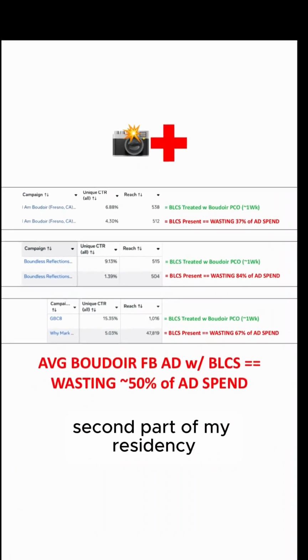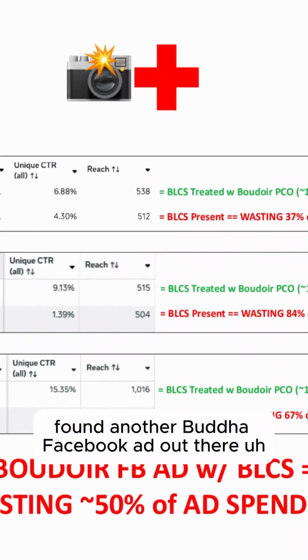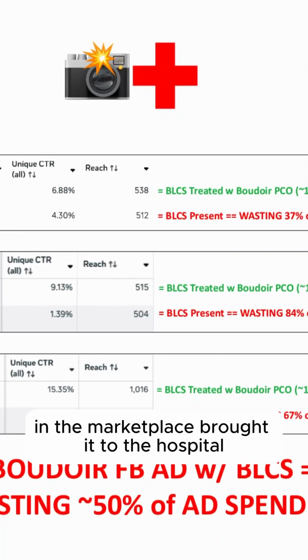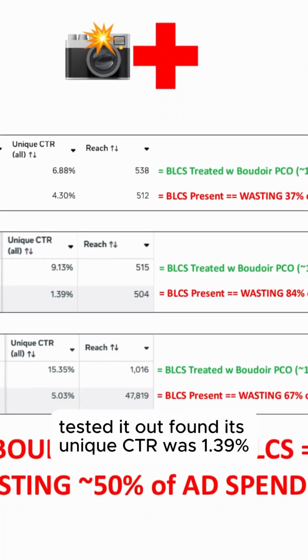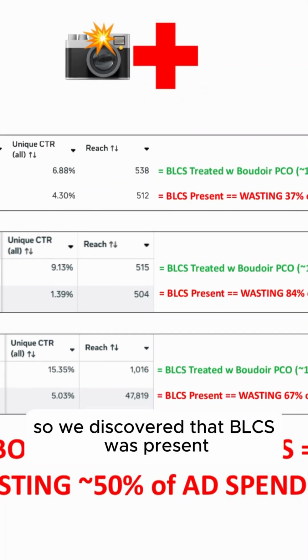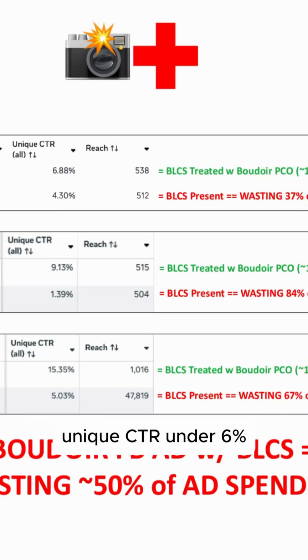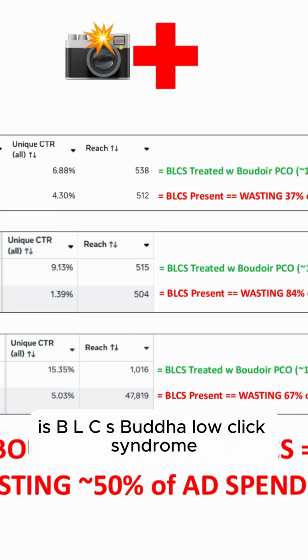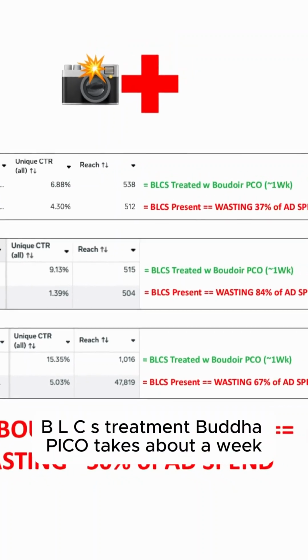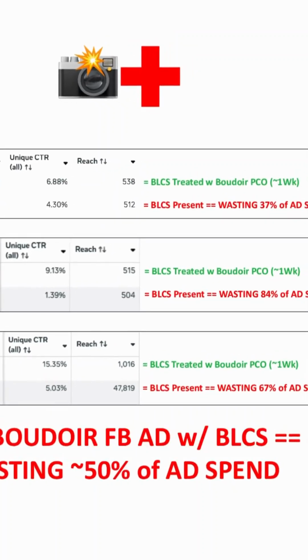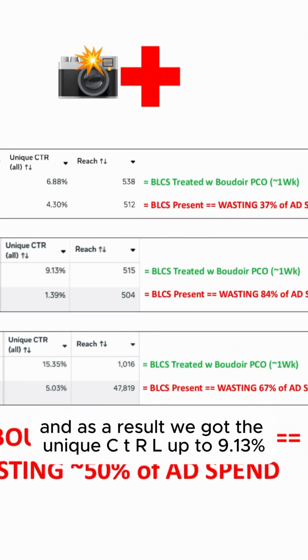All right, second part of my residency: found another Boudoir Facebook ad out there in the marketplace, brought it to the hospital, tested it out, and found its unique CTR was 1.39%. So we discovered that BLCS was present. Unique CTR under 6% is BLCS, Boudoir-Low-Click syndrome, but we've got the treatment for it. BLCS treatment with Boudoir Pico takes about a week.